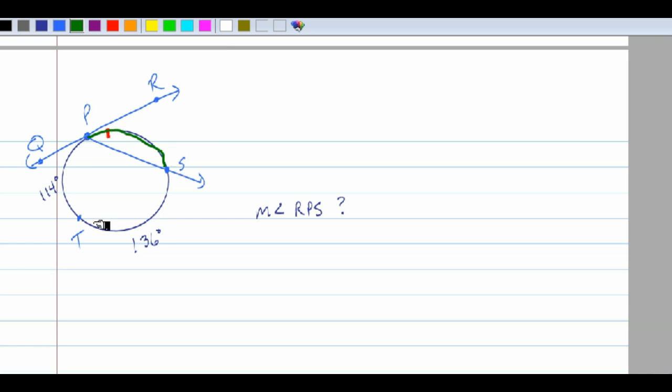Well, we have 360 in a circle. 114 plus 136, what is that? 250, which leaves 110 degrees here. If this arc is 110, cut that in half. Angle 1 is 55 degrees. We could also find this angle, call it 2, by subtracting: measure of angle 2 is 125 degrees. The idea, if it's on the circle, it's half of the intercepted arc.